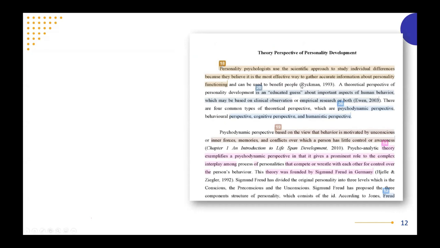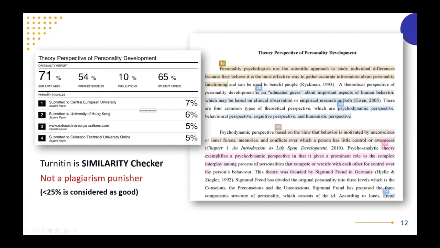And then you can see that the citation is given, right? You can see the citation is given, but it's marked as copied. I will tell you why in a bit, but try to avoid this because this is like a 71 similarity index. What I want to tell you is the Turnitin software, the one that we have in Elib, is not a plagiarism punisher or a plagiarism checker.